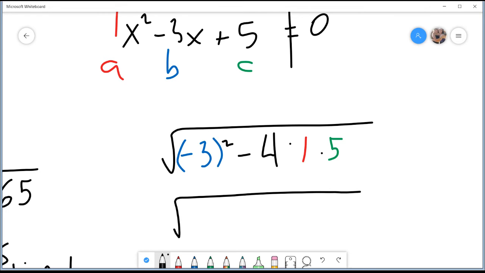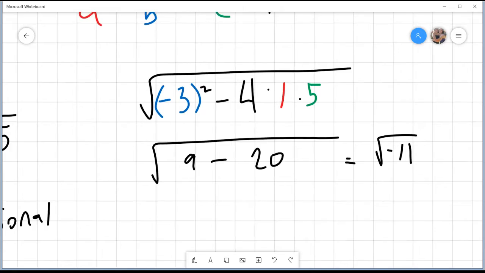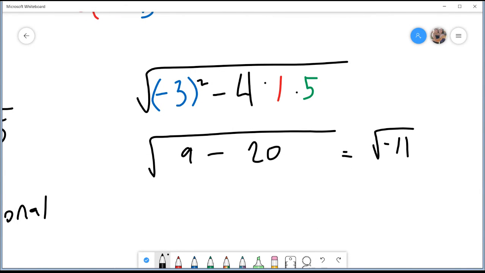When we start doing this, negative 3 times negative 3 is positive 9. That's the same as last time. 4 times 1 is 4. And 4 times 5 is 20. So we have 9 minus 20, or negative 11. Since we have a negative inside the square root, we have 0 roots, or no solution.